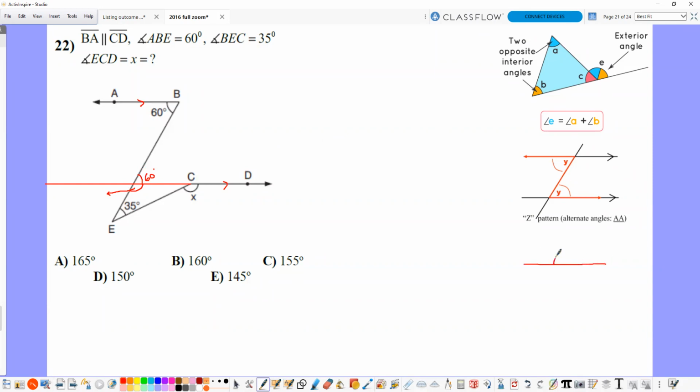The angle here from this one to this one, if it is a straight line, we know that is 180. So this angle is going to be equal to 180 minus 60, which is equal to 120 degrees. This is the second property that I put here: the two opposite interior angles are equal to the exterior angle, which means this angle is going to be equal to 120 plus 35, which is equal to 155. So the answer is C.